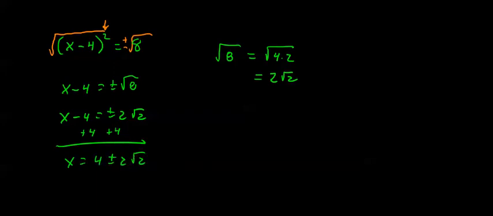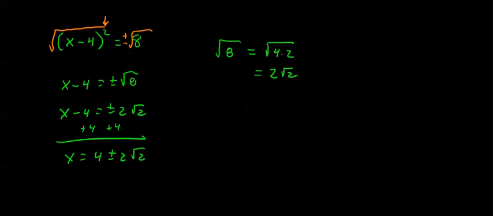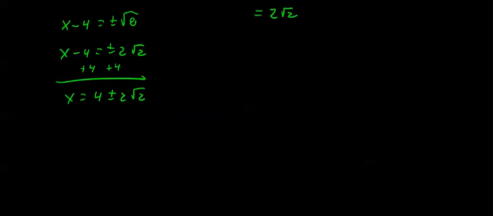Now this is a good time to point out this number and this number can't be combined. They're not essentially like terms. All right? And you're not going to get 6 square root of 2. They must be kept separate.